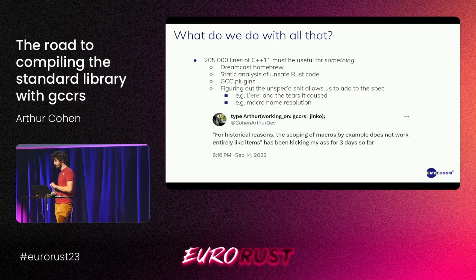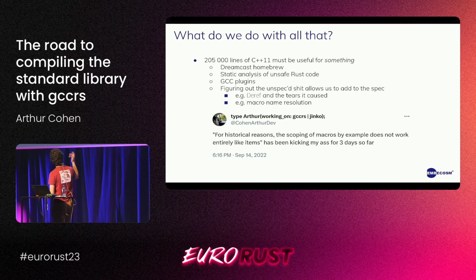and reuse GCC plugins. Figuring out the unspecified stuff, those slides are not finished, allows us to add to the spec. So the spec effort that's currently going on in the Rust community, well, the gccrs people want to be a part of it, and they want to help reviewing it. They want to help in saying, well, the reference made Philip cry for 6 months. Maybe if it was explained a lot in the spec, it would also help other rustc compiler devs.